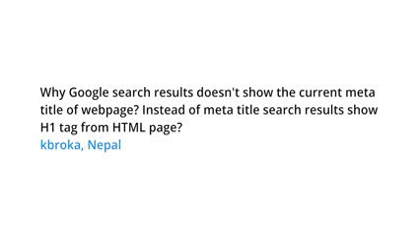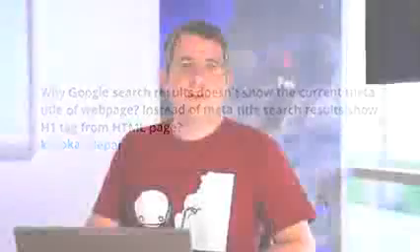And then we also got a question from Nepal that asked why Google search results doesn't show the current meta title of the web page, and they were saying that they showed an H1 tag from the HTML page. So basically, whenever we try to choose the title or decide which title to show in a search result, we're looking for a concise description of the page that's also relevant to the query.